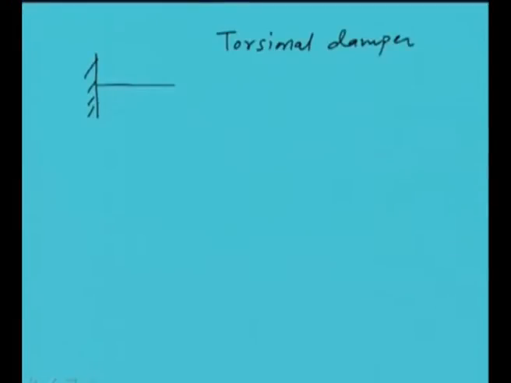So let us consider a cantilever beam with a disc at the front. So this particular disc, when it is oscillating about its center, is immersed in some fluid. So because of that we are having a damping. Let us say that damping is CT. T represents the torsional damping.